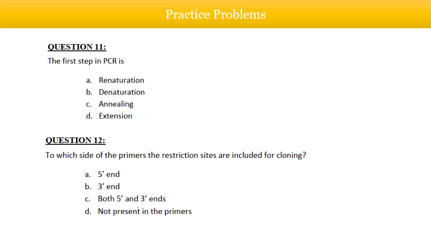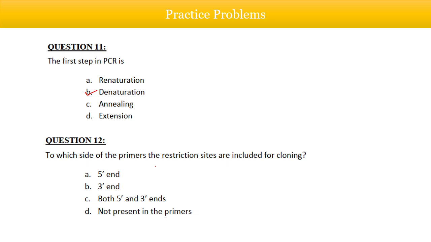The first step of PCR. So what is the first step of PCR? Renaturation, denaturation, annealing, or extension. So how does the PCR start? You add the template DNA, you add all the enzymes and the master mix, then you heat it at 98 degrees. That's the denaturation step. Then your primer anneals and extends.